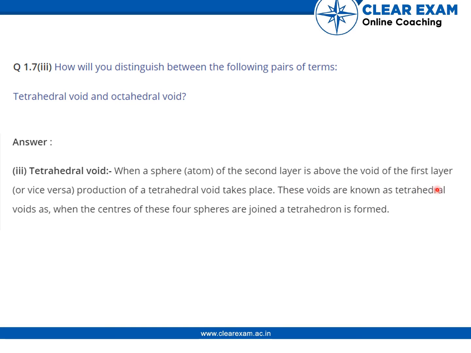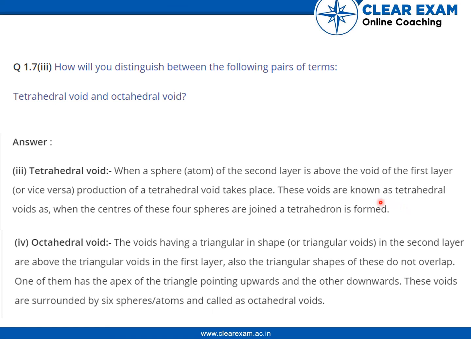These voids are known as tetrahedral voids as when the centers of these four spheres are joined, a tetrahedron is formed. So it will be easy for you to visualize as you see the picture of the tetrahedral void as well as the octahedral void. We'll provide the picture in the fourth slide.